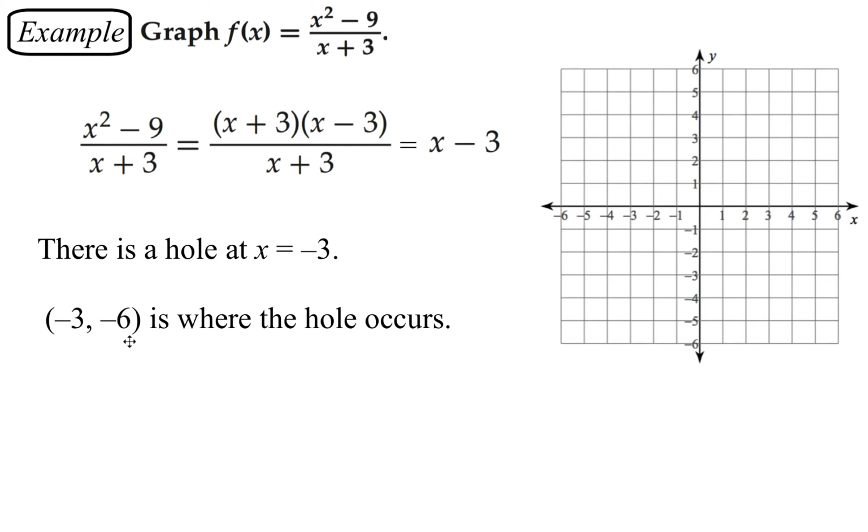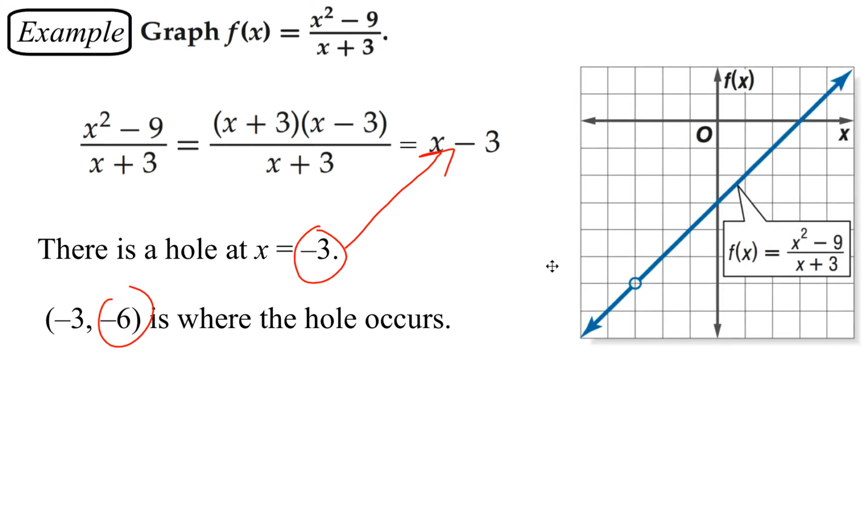The way we find the y-coordinate is to go ahead and plug in x equals -3 into what's left for our function. So we have -3 minus 3, which is where the -6 comes from. So that function looks like that, and at x equals -3, -6 is where the hole occurs.